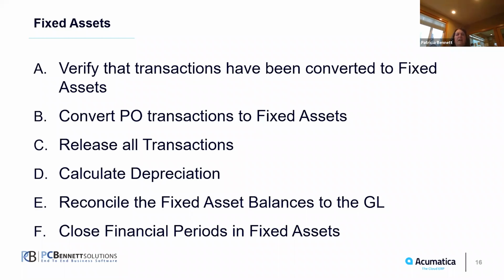Fixed assets. One of the things that we see on fixed assets is that people forget to convert the fixed assets to an asset. So if you're using the module, you know that you can actually issue a PO for a fixed asset or have an AP voucher that purchases a fixed asset, and then that asset sits in the fixed asset module until you convert it to a fixed asset. So make sure you do those. Make sure that you release all transactions and you calculate depreciation. And then you reconcile your fixed asset balances to the GL and you close the period. Same thing as with everything else.